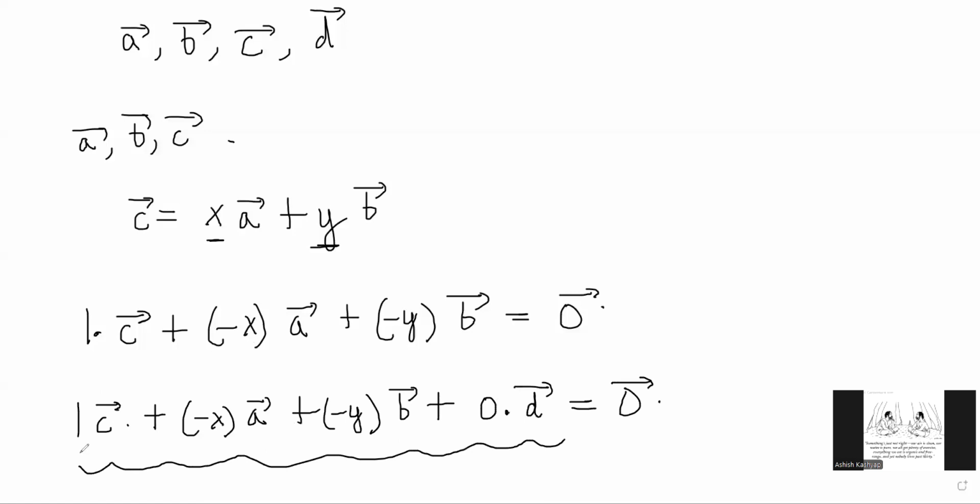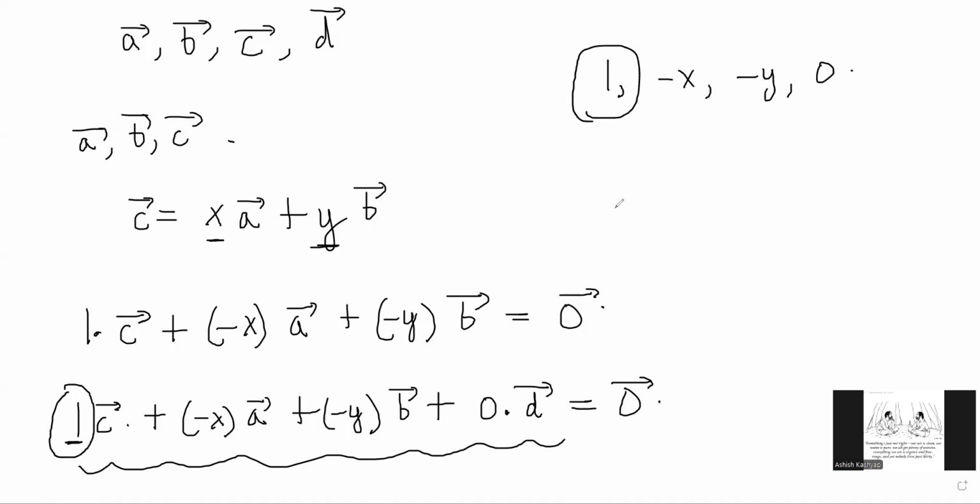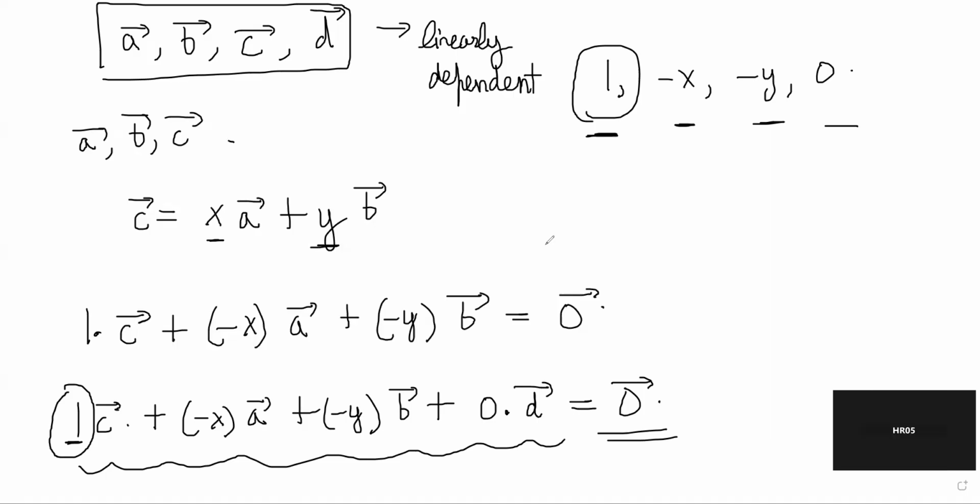Do you realize now that this is a system that is linearly dependent because there is one non-zero scalar? The scalars are 1, minus X, minus Y and 0. One of the scalars is non-zero, right? So that makes the whole set linearly dependent, correct? Because it is adding up to 0 vector, but one of the scalars is non-zero. I hope you are following what I am saying right now. तो basically we have done the proof in both the cases.